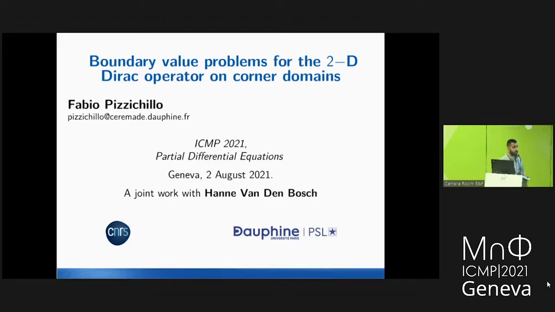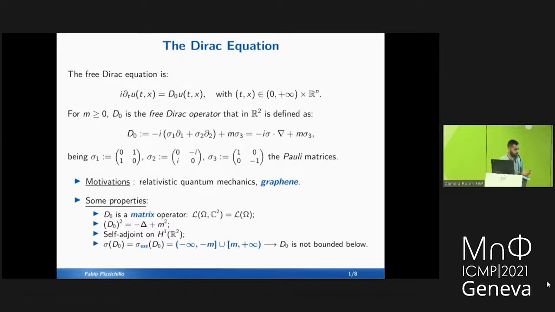So we are in the session of partial differential equations. Let me start with the first equation of the talk, that is the Dirac equation. It is formalized in this way, i∂tu = D0u, where D0 is the free Dirac operator that in dimension 2 is defined in this way, where m is a positive constant, and sigma 1, sigma 2, and sigma 3 are the Pauli matrices.